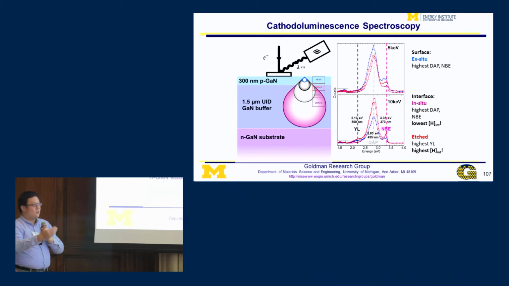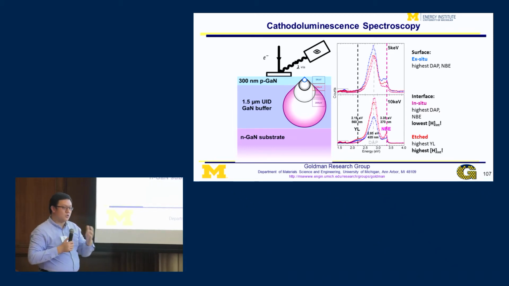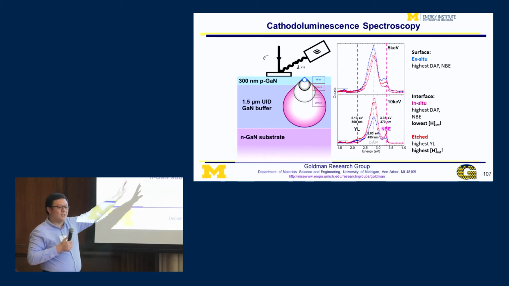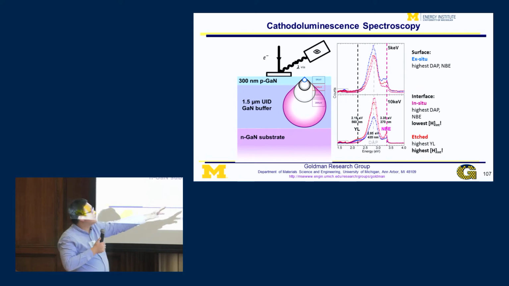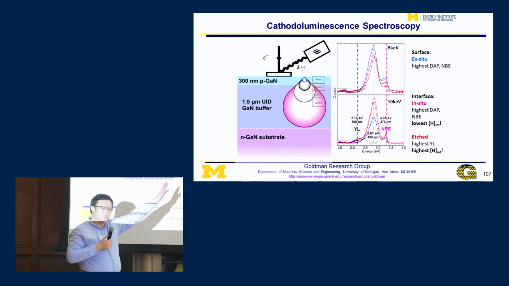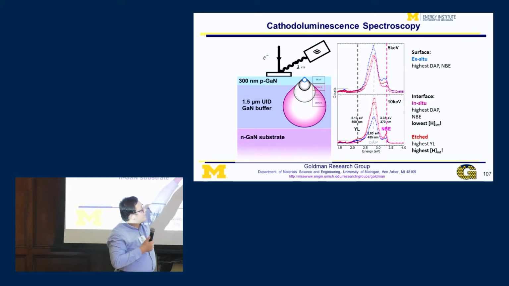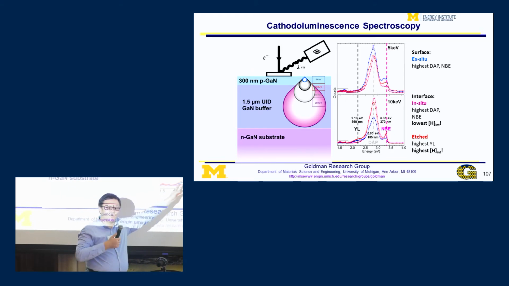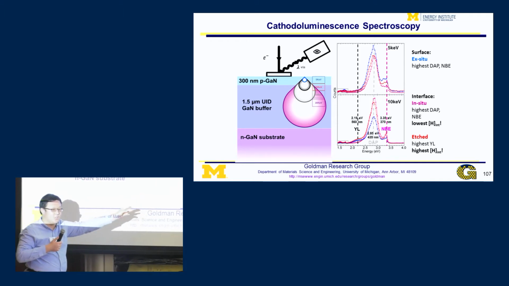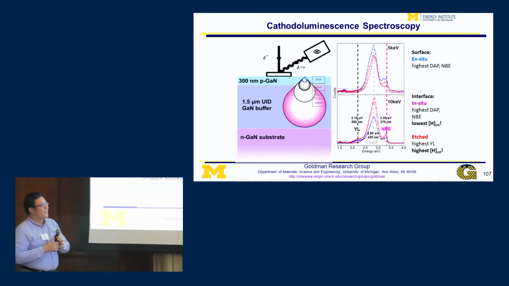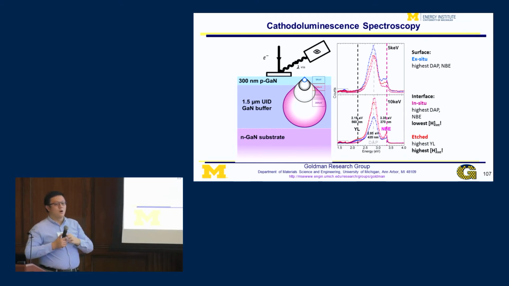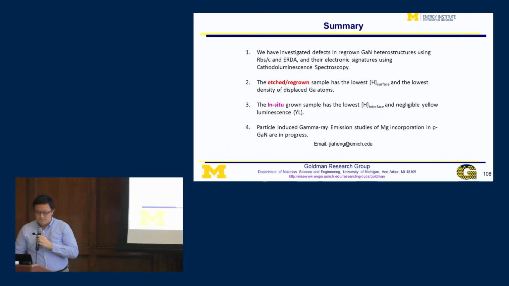So we want to see how this affects the performance at all. So we study the electronic signature, cathodoluminescence, using electrons hitting the sample and collecting the light emitted by the sample. So 5 keV studies the surface, and 10 keV studies the interface. We see that at the interface, the etch sample is the only one that has the highest yellow luminescence, which is usually associated with defects at the interface. So then there's our story: the hydrogen present at the interface created more defects and lowered the overall performance of our sample.